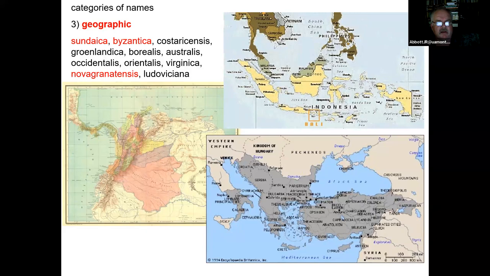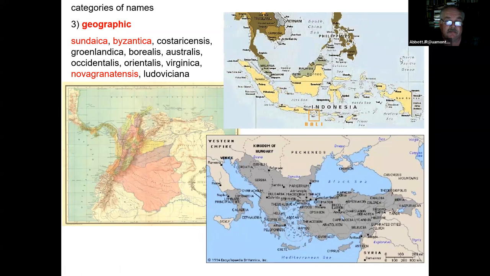Bottom line is there was a part of the world called Byzantium, right? And so plants from this part of the world in the lower right corner over here, plants that are collected in this area are often labeled with the moniker Byzantica, saying that they came from that part of the world.